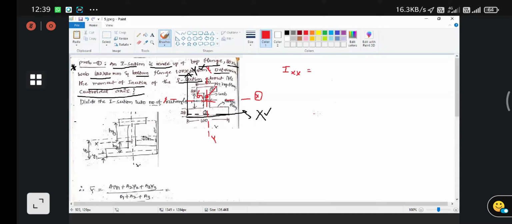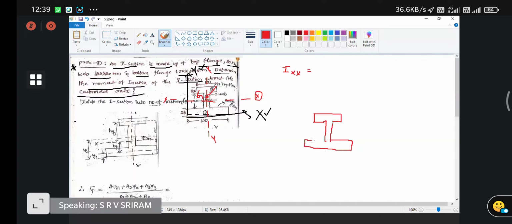So this is an unequal I section. Unequal I section means the top and bottom flanges do not have equal dimensions. See here, this is the top flange and this is the bottom flange. So these do not have equal dimensions, which means not equal in area, not equal in size. So that's how we need to divide it.